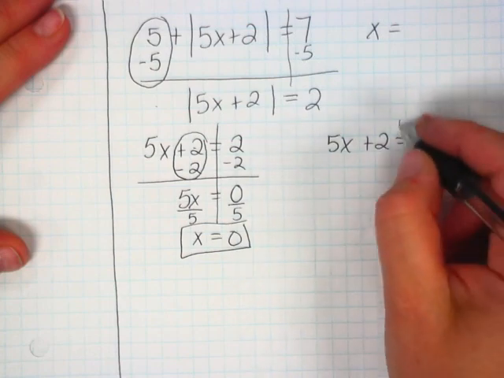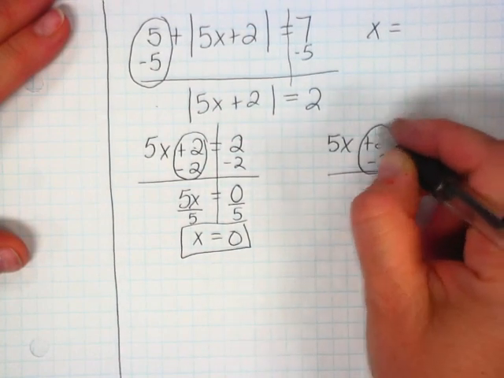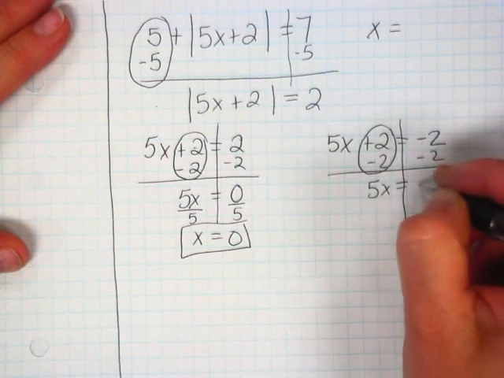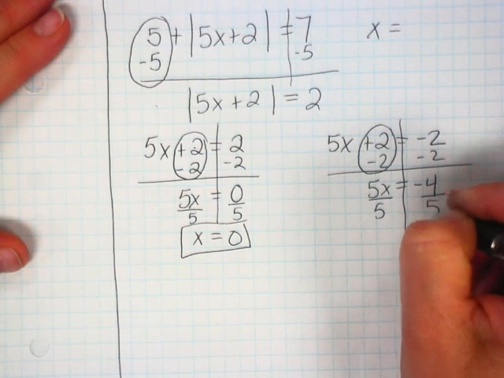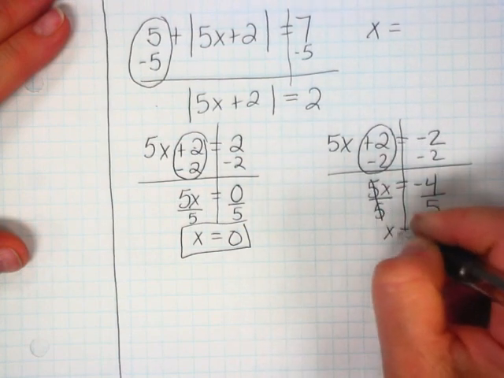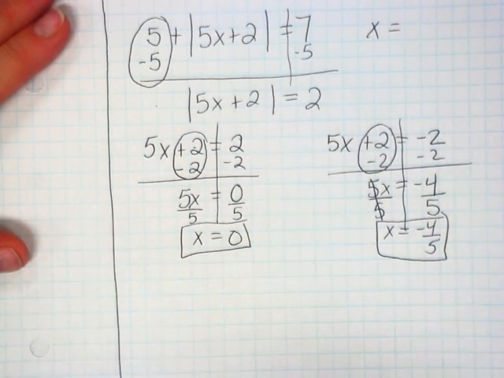So now we come over here, we're going to do it again. Subtract the 2 from both sides. This equals 0. We're left with 5x equals negative 4. Multiplication, opposite operations, division. I get x equals negative 4 fifths. So now I'm going to do my check.